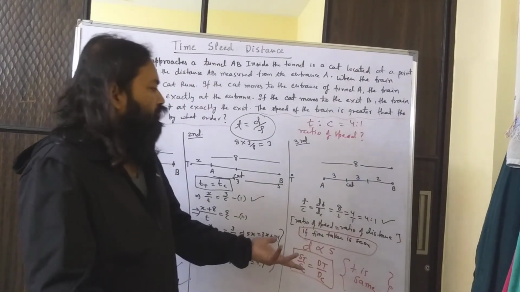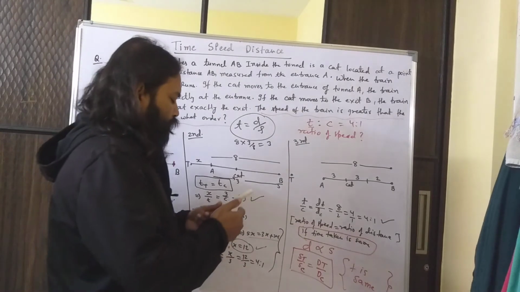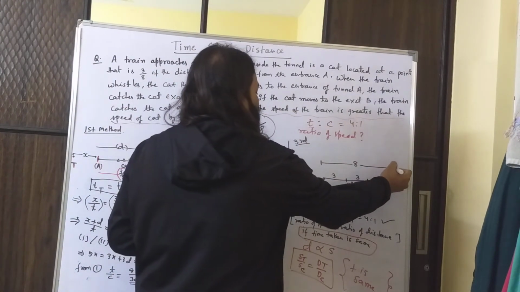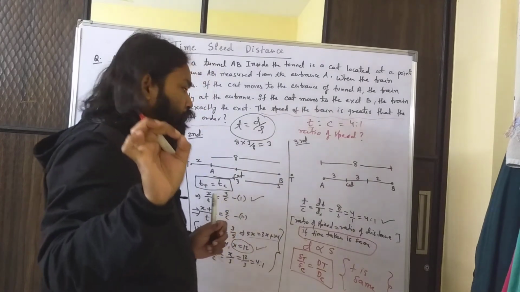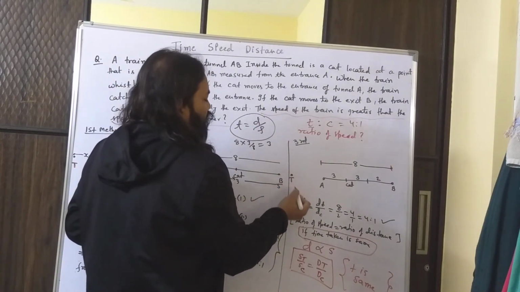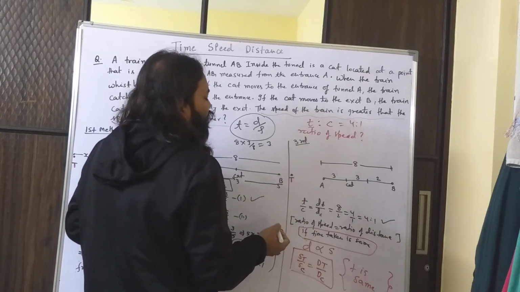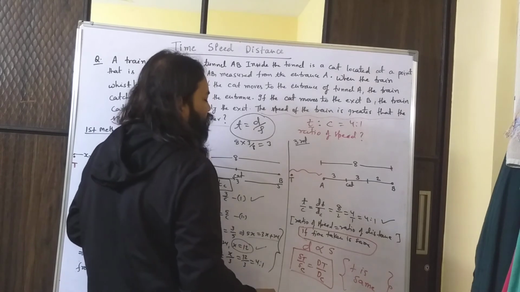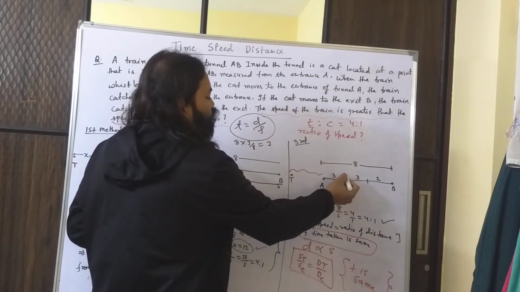Now what we have done is we have taken this tunnel length to be 8. Now please pay attention, it's very important here. And the train is here. Now understand this point. By the time the train reaches A, the cat is supposed to come to this point.